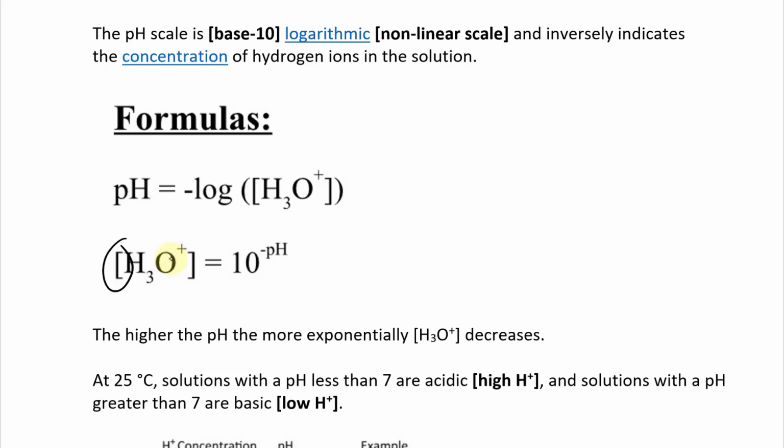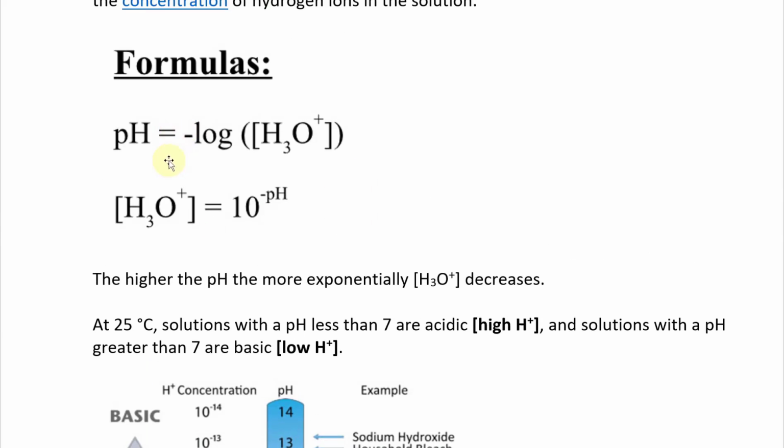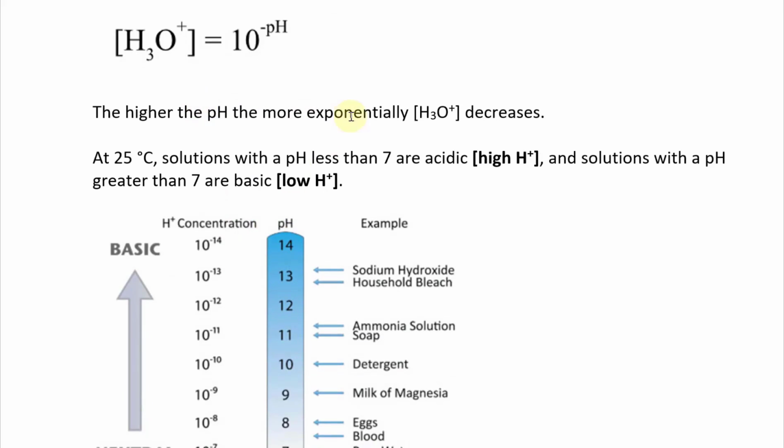The brackets mean concentration, so the concentration of hydronium ions is equal to this. The logarithm is defined such that you solve for pH by bringing the negative out, and basically the negative log of this concentration is equal to the pH. You can see my earlier videos on logarithmic functions to learn more about this. But anyways, the higher the pH, the more exponentially H3O plus decreases. H3O plus in aqueous solutions just means higher hydrogen, so the higher the pH, the lower this is.